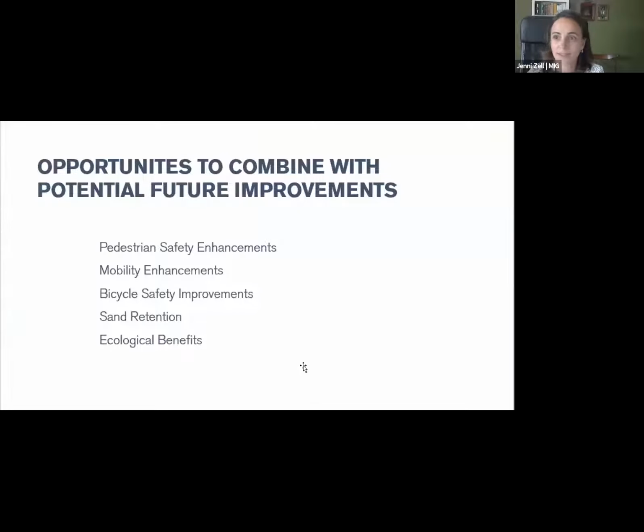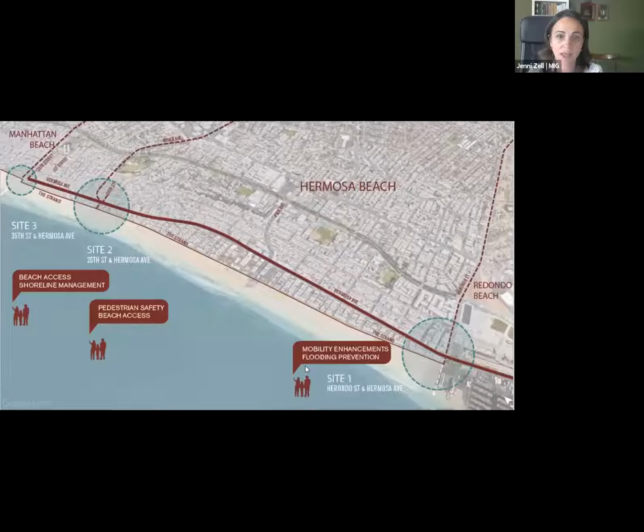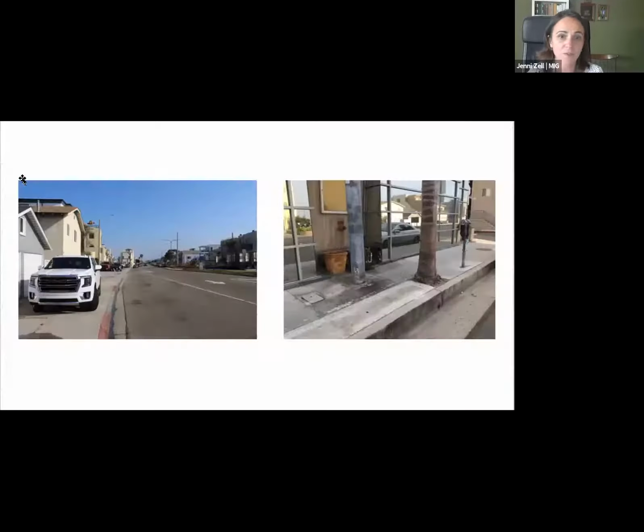And so the project is looking to combine those sea level and climate change risks with these other city priorities that we've got listed here that are in a lot of these different city documents. And so at the different sites, those are mobility enhancements and flooding prevention, especially at site 1, which is Hermosa Avenue from Hermosa up to 4th Street. That's this one. At 2nd, we'll get into a little more detail. Those are pedestrian safety, beach access, and also at site 3, beach access and some shoreline management solutions.